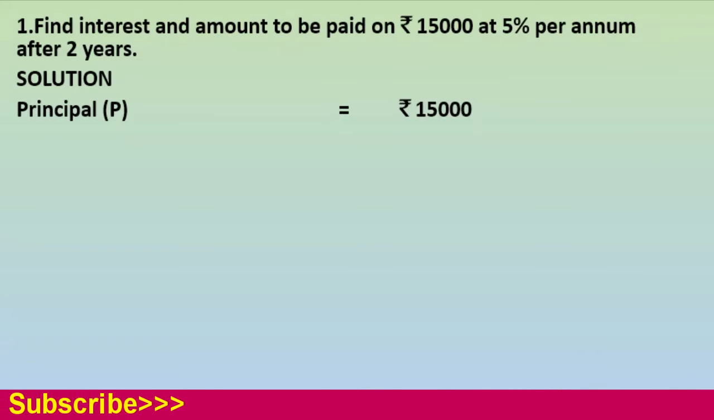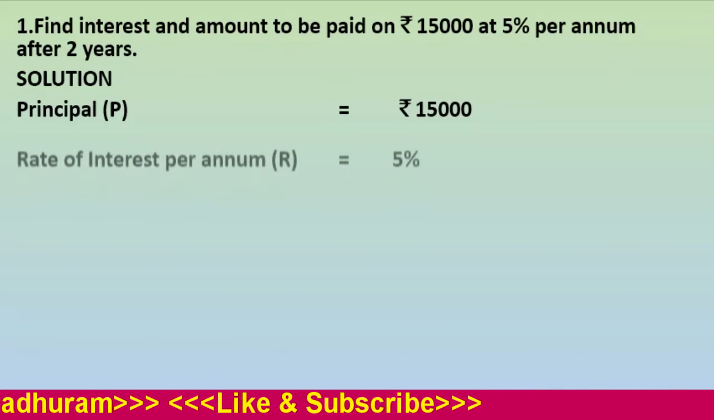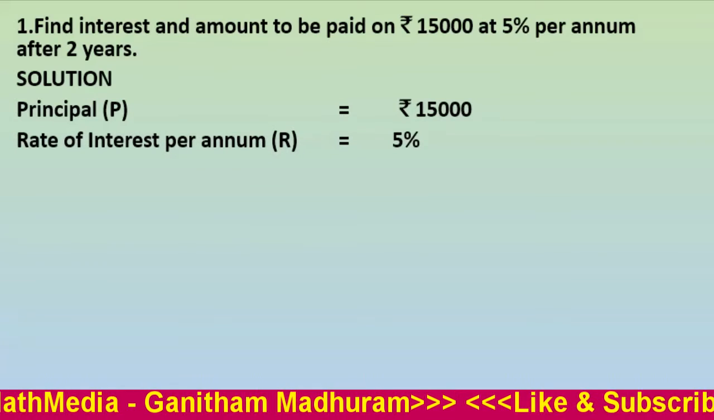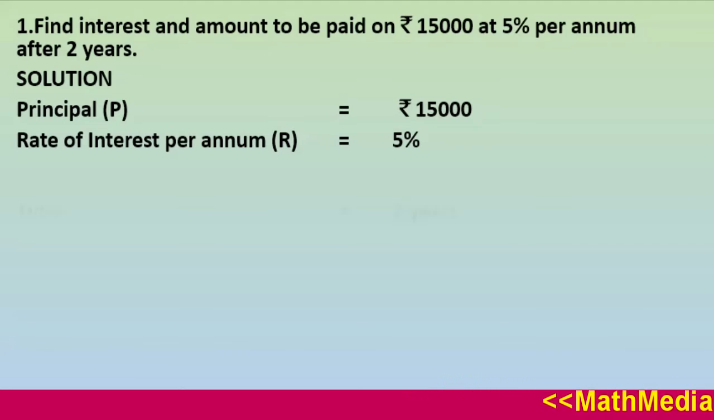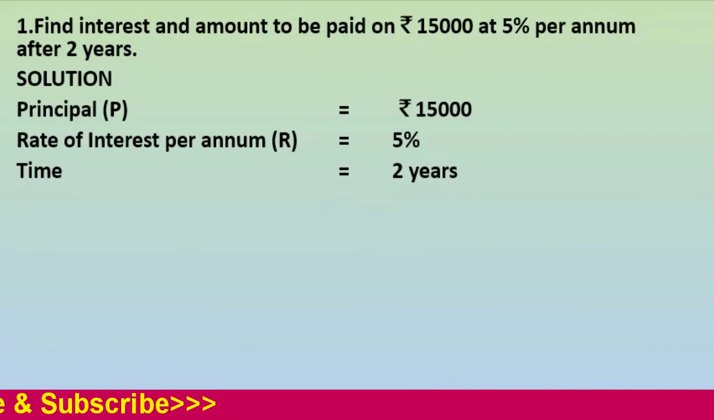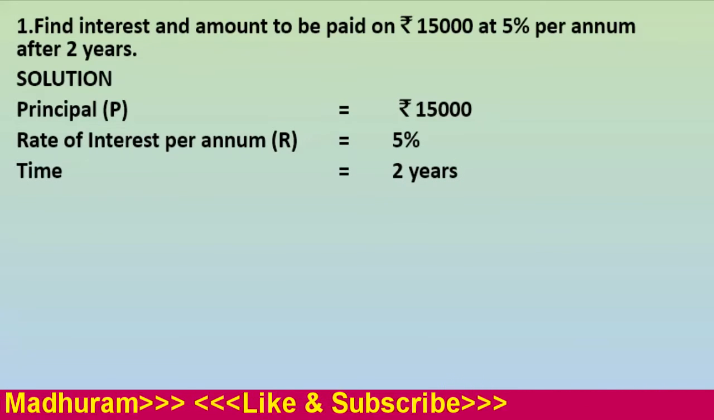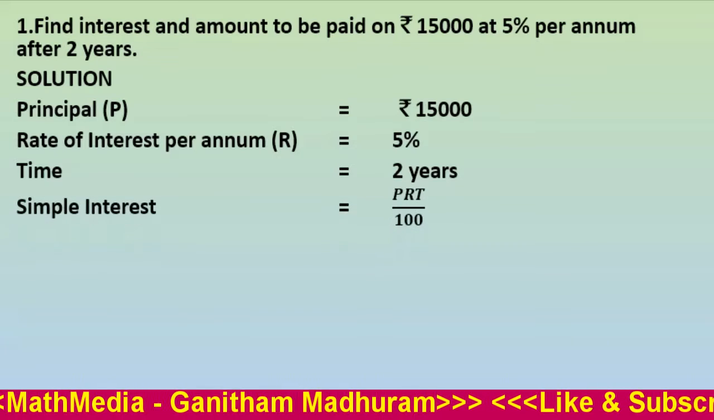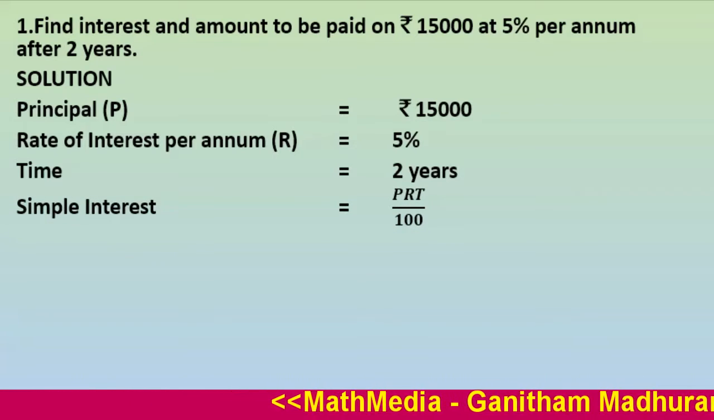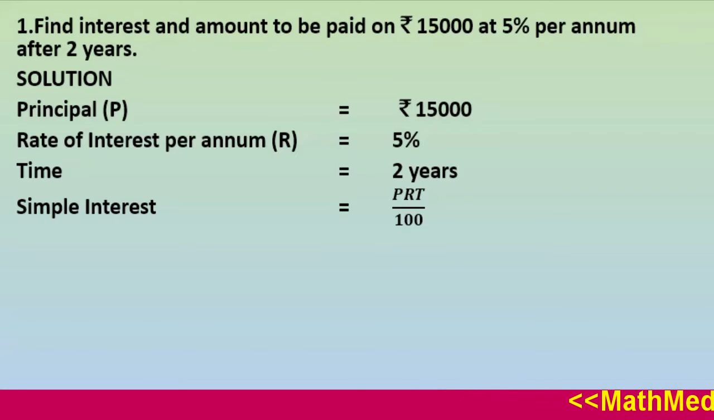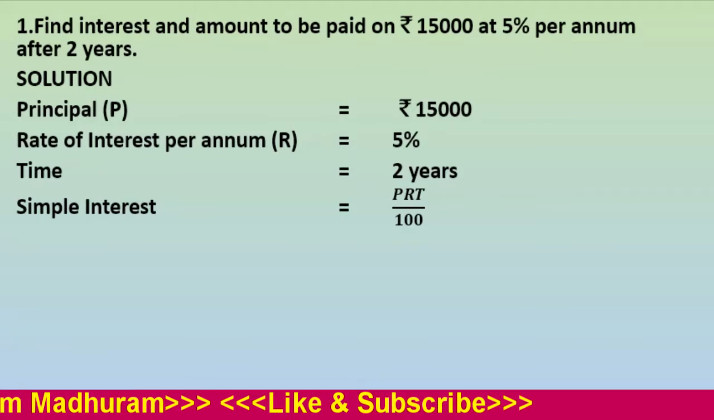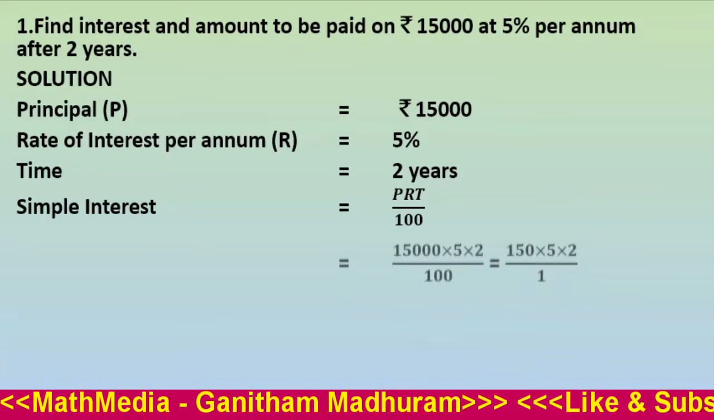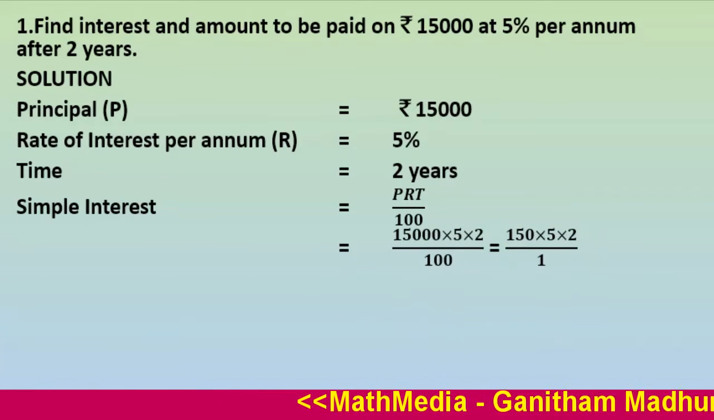Percentage is given, that is rate of interest only. So R equal to 5% per annum. After 2 years means time equal to 2 years. Now we have to find I and A. And you know the formula of simple interest, PRT upon 100. We have to substitute the values over here.